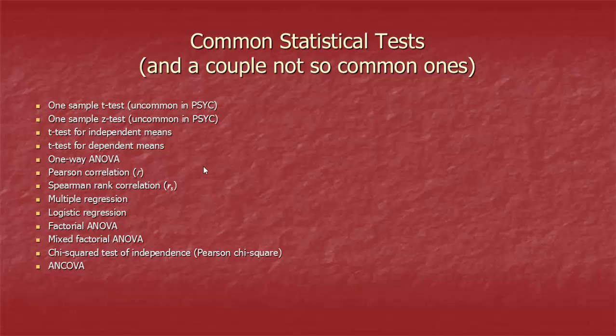So if you have more than one independent variable, like you do in a factorial design, then one of those independent variables could be administered between subjects. So one group would get one level of the independent variable, and another group, a different set of people, would get the other level of the independent variable.